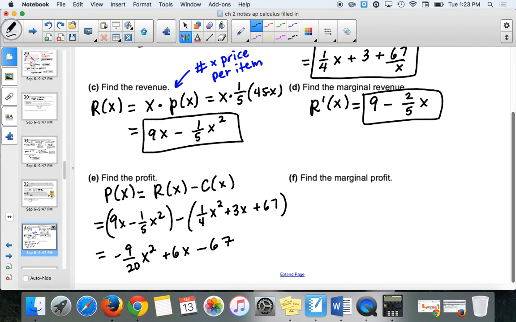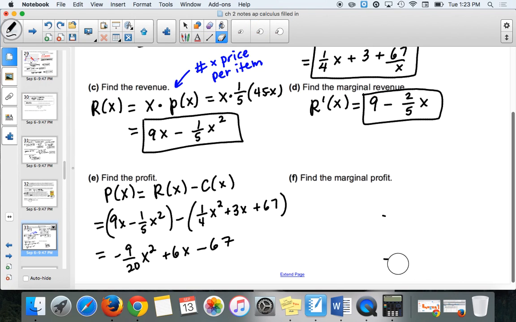Do you guys know how I did the 9 over 20 so fast? Were you guys like, wow, Mrs. Cox, you're so good at adding fractions? Do you guys remember that I taught you this? 1 times 4 is 4, 5 times 1 is 5. Add them together, divide by the product of the denominators.